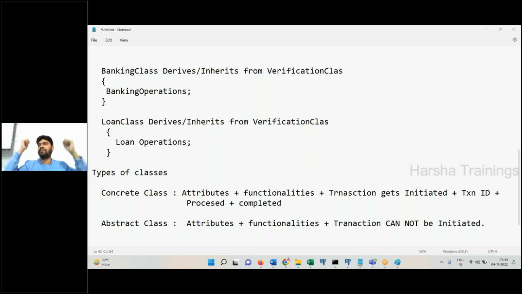That's why you come up with two types. One is concrete, which has the ability to initiate business transactions. One is abstract, which doesn't have any ability to initiate business transactions. Make sense so far? Everyone clear? Online resources, respond on the chat window quickly. Everyone should respond.